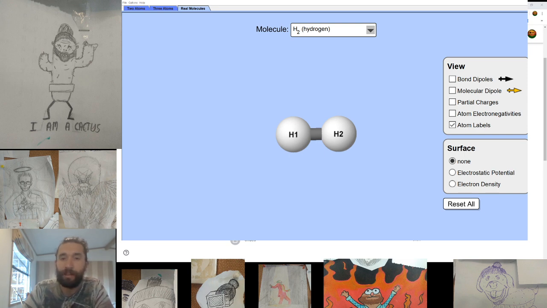Last week we were looking at polarity. I'm just going to go over that again briefly using this program, which is looking at polarity of molecules. The first thing to remember with polarity is there is something called electronegativity. Now, all atoms have electronegativity, but some are more electronegative than others. Generally, the ones on the right-hand side of the periodic table want electrons more, so are more electronegative.